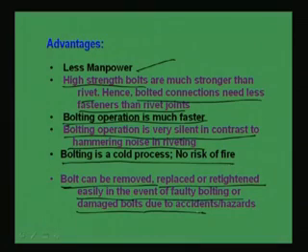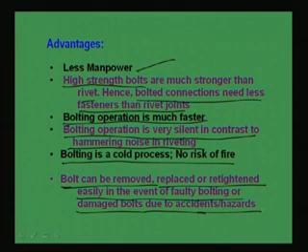Another advantage is that it is a cold process, with no risk of fire. In case of welding, risk of fires is there. So as bolting is a cold process, this is another advantage. And another important advantage is that a bolt can be removed, replaced or retightened easily in the event of faulty bolting or damaged bolts due to accidents or hazards.